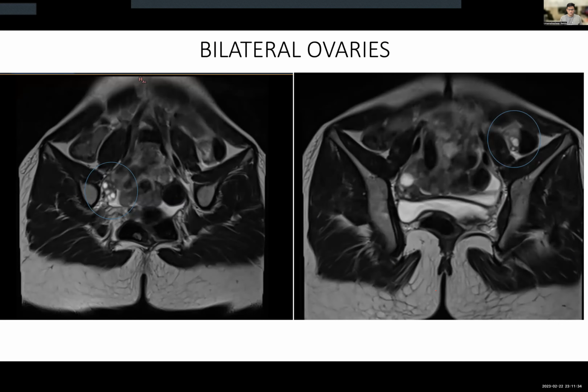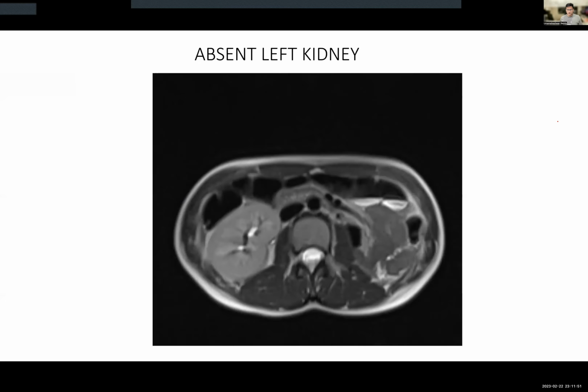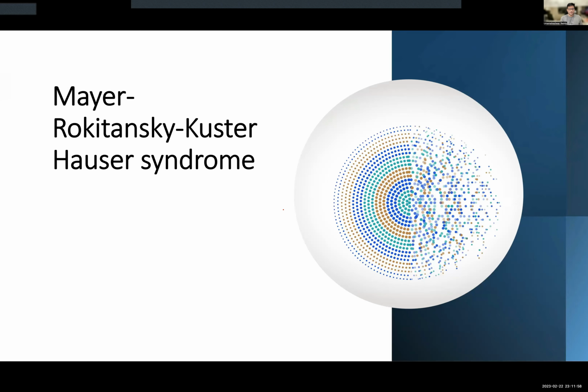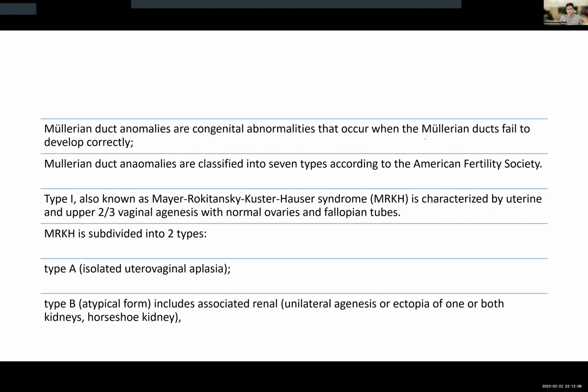However, both the ovaries are normal. This is the right ovary, and it is relatively distantly placed, almost in the left iliac fossa. This is the left ovary. So there is uterine agenesis, normal ovaries, and also there was absence of the left kidney. These are all the classical features of Mayer-Rokitansky-Kuster-Hauser syndrome, which is a Mullerian anomaly in which the Mullerian ducts fail to develop correctly.